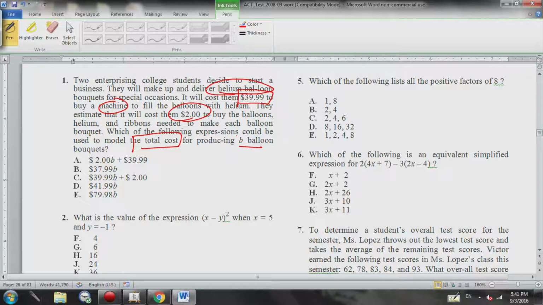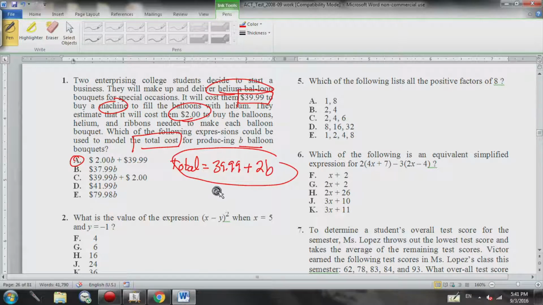So this is what the total question is. Easy enough, I think. The total cost is going to be the cost of buying the machine, which is $39.99. And then you're going to have to buy balloons. How many balloons they buy depends on which party they're going to, but each balloon is going to be $2. So the total cost is the one-time cost of the machine plus $2 for each set of balloons. That's represented here by A.